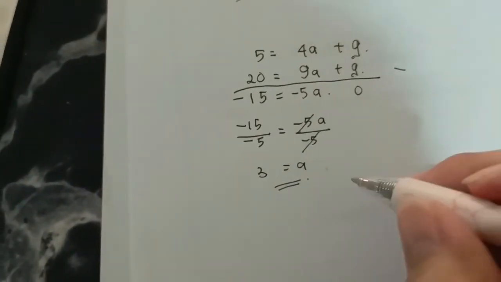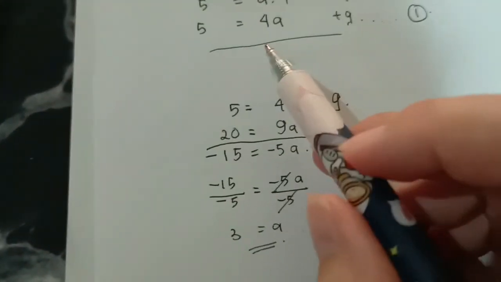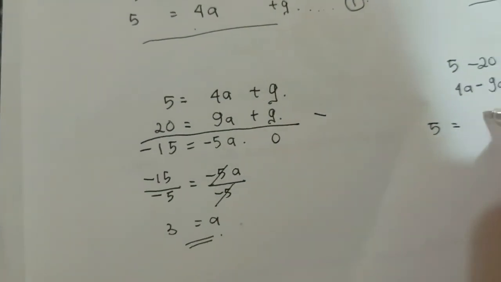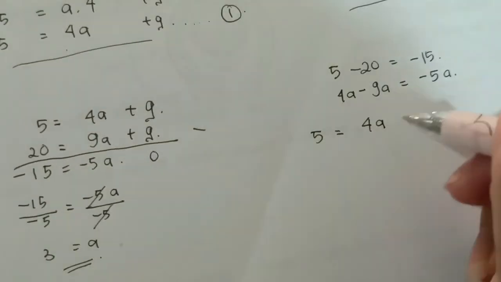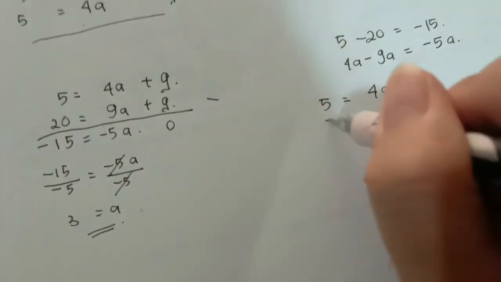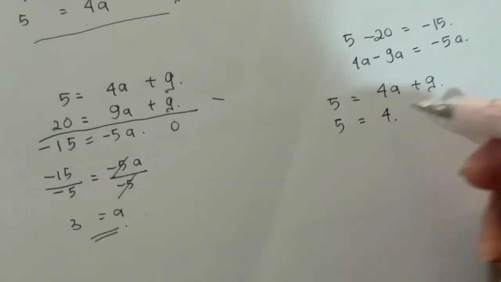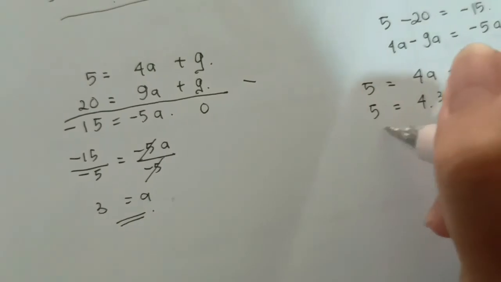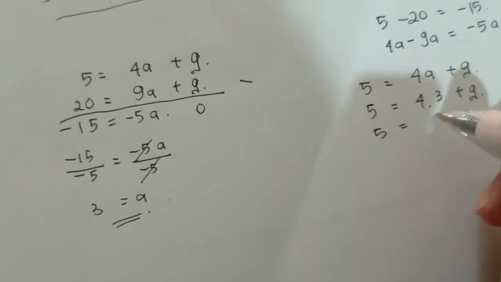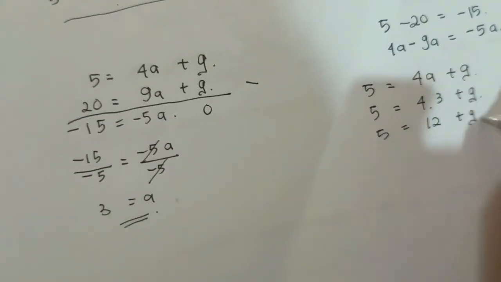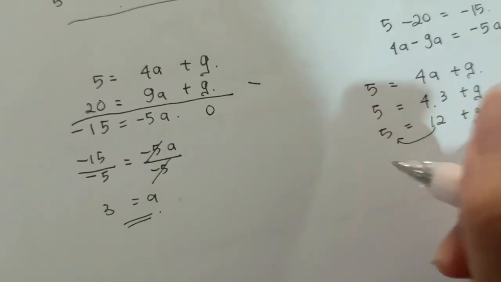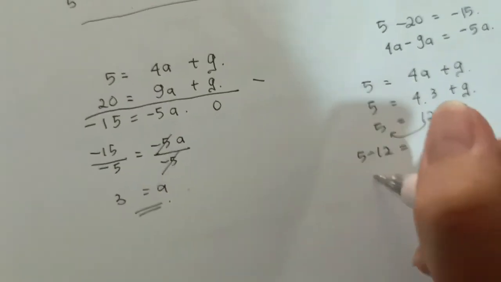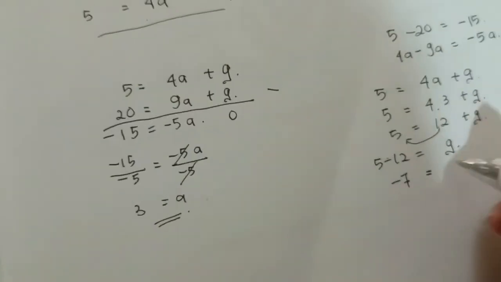If we get the a already, we can count the q. We are trying to use this one then. We write down over here 5 is equal to 4a + q. 5 is 4 multiply a, the a is over here 3, multiply 3 plus q. 5 is 4 multiply 3, which is 12, plus q. We move it over here. 5 minus 12 is q. So minus 7 is q.